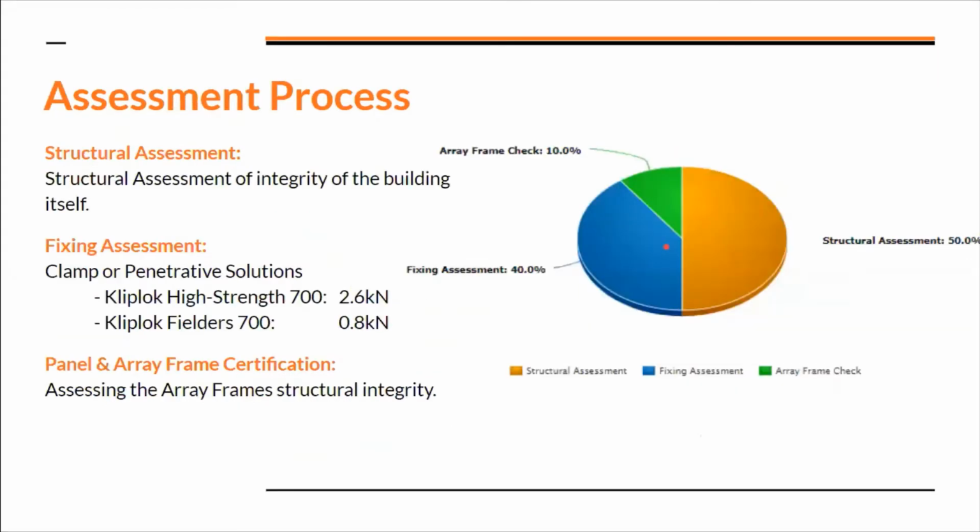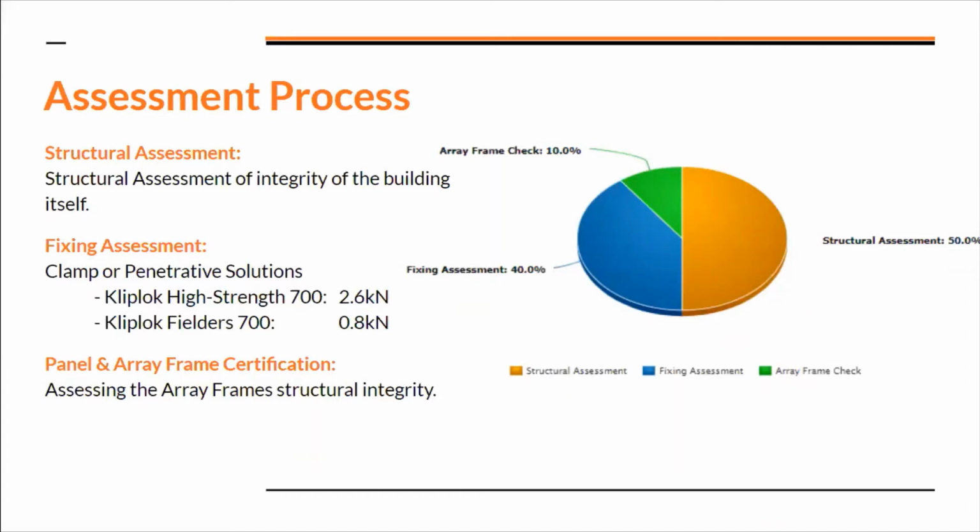So going to our assessment process. Understanding what we do, I would say these percentages aren't exactly accurate, but in a rough estimate, 50% of what we do is the structure itself, which is the structural capacity of the steel and timber members of the building, whether they can hold the extra weight of the building.